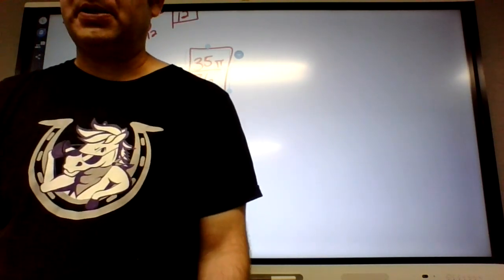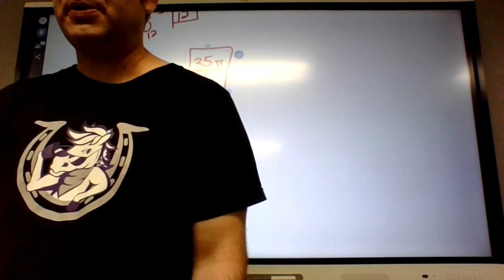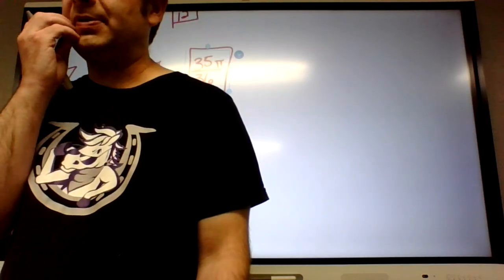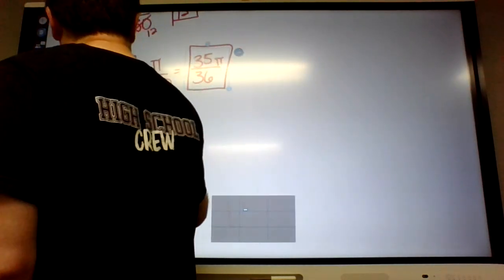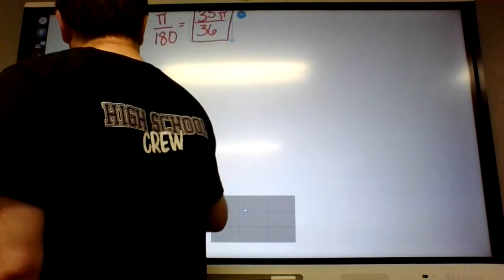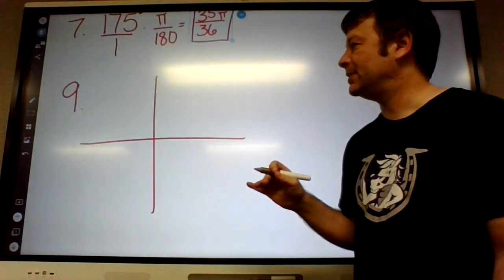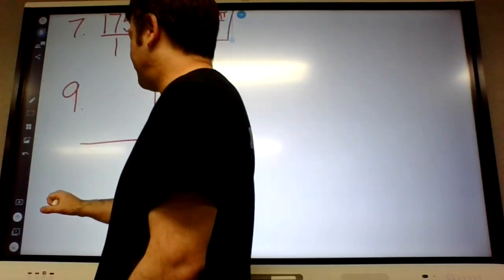All right. Number 9. Draw the standard position angle with the given measure and state the measure of its reference angle in radians and degrees. In other words, we're going to draw the angle and then state the reference angle in radians and degrees. Remember, reference angles just means how far is it from the x-axis. It's 60. Okay. Yeah. Pi over 3.